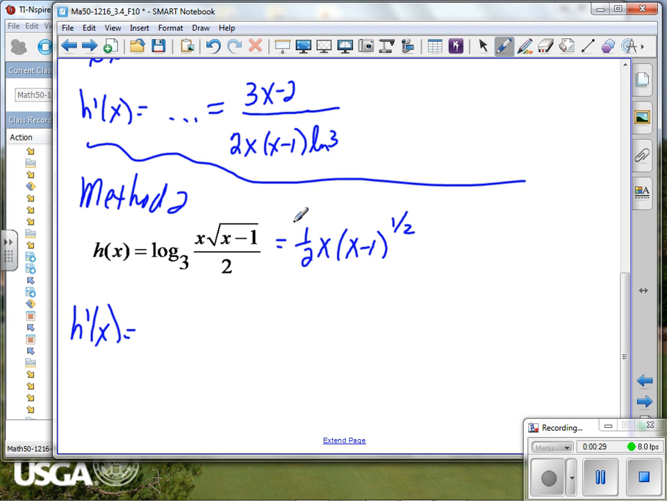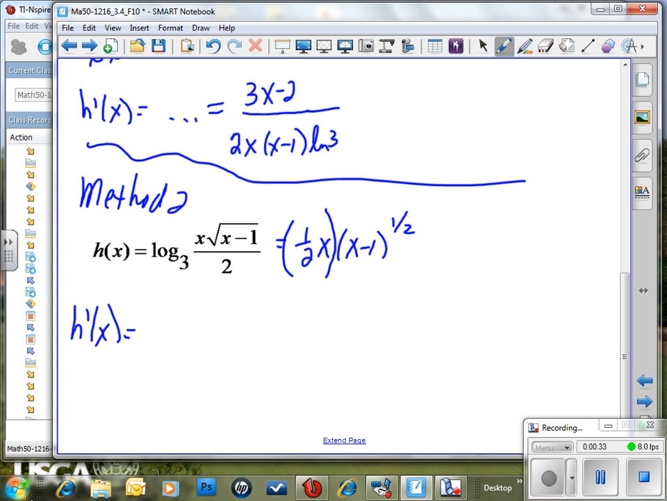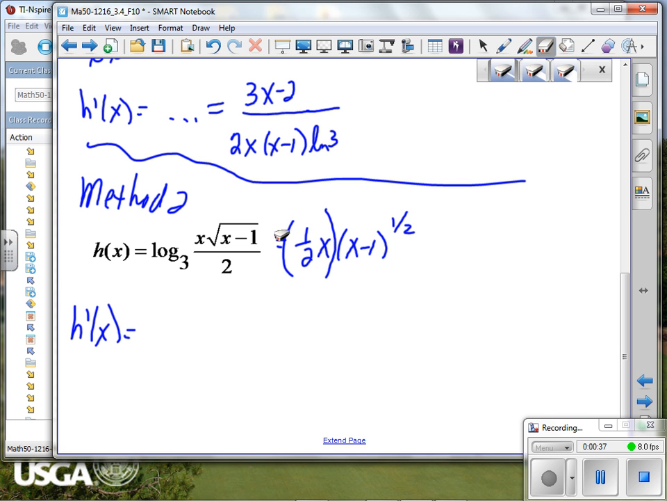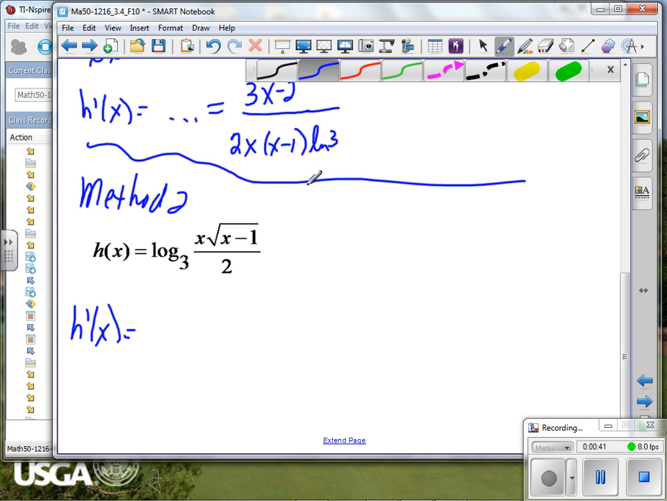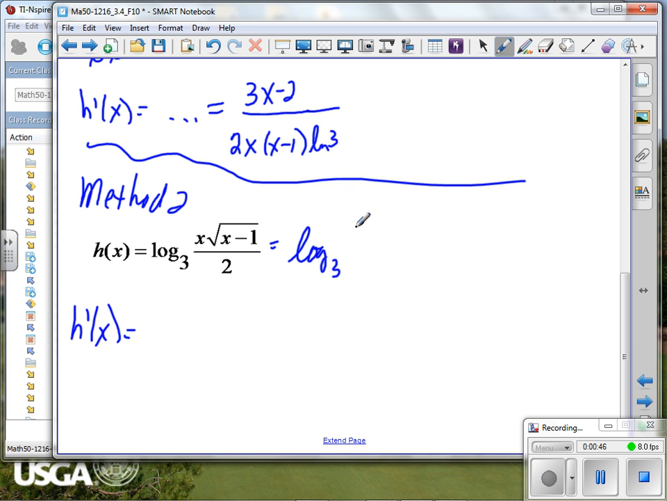But I still see that I've got a product, so I have to use the product rule. Whoops, I forgot something major. Let's start over again on this. I forgot to put in the log piece of it. So log base 3 of 1/2 x, x minus 1 to the 1/2 power.